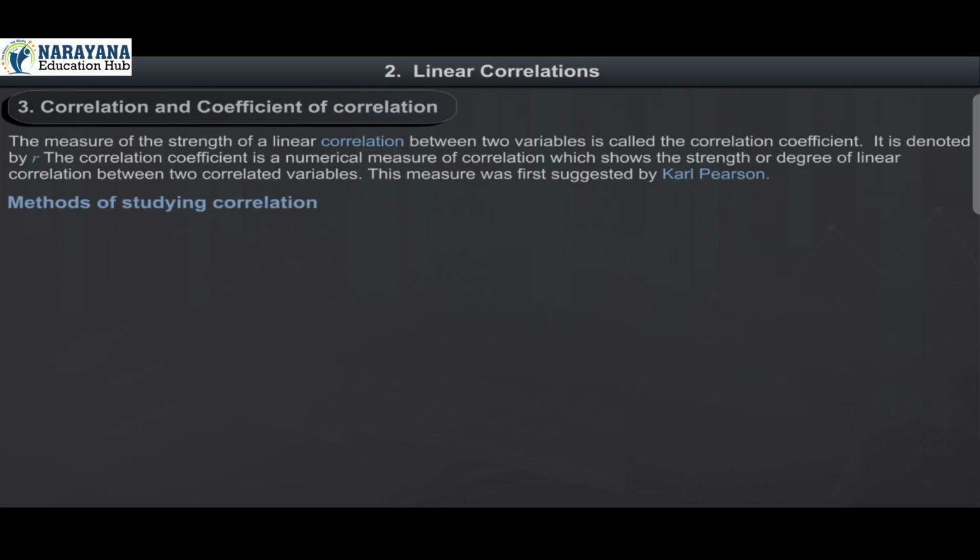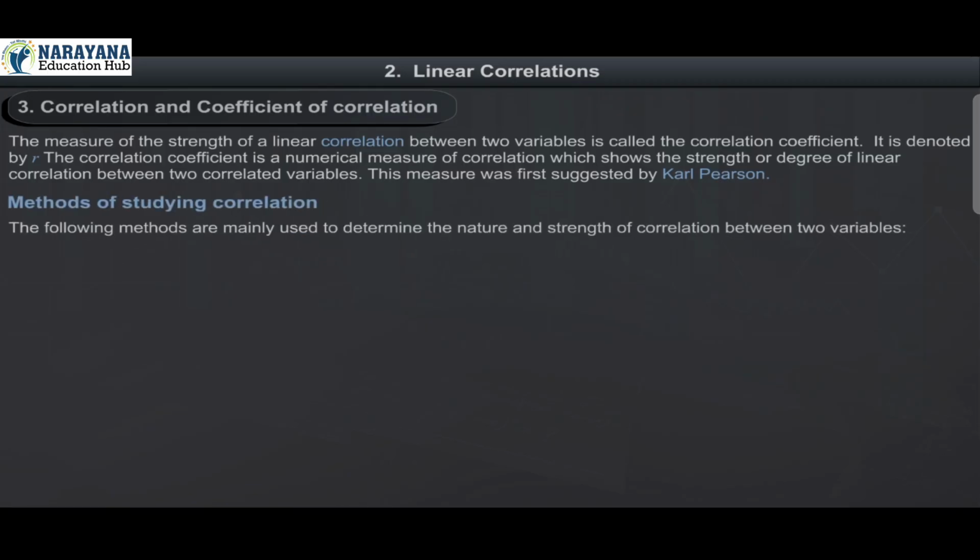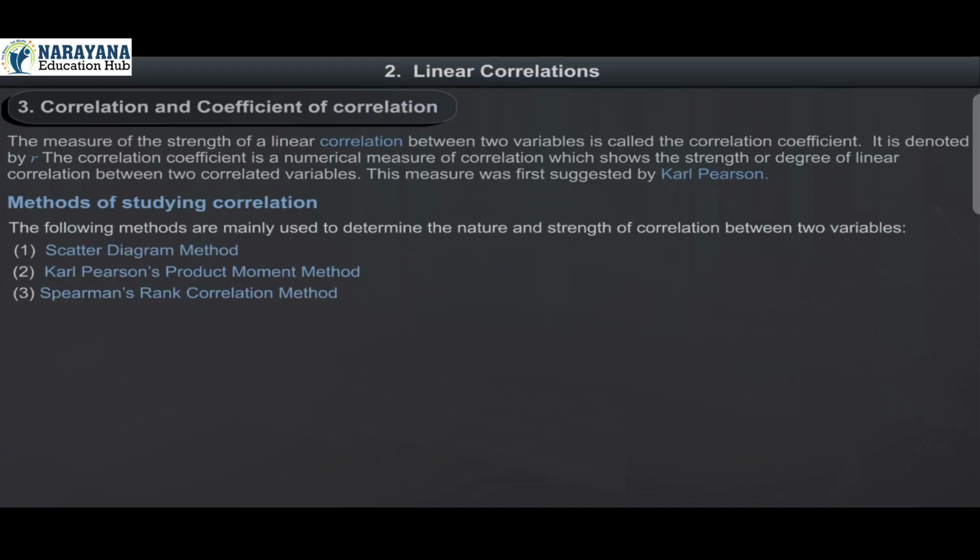Methods of studying correlation. The following methods are mainly used to determine the nature and strength of correlation between two variables. 1. Scatter diagram method. 2. Karl Pearson's product moment method. 3. Spearman's rank correlation method.